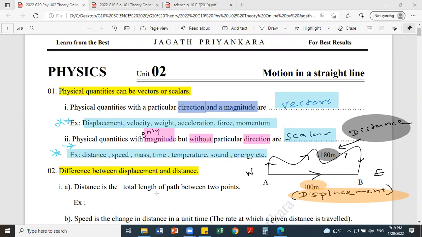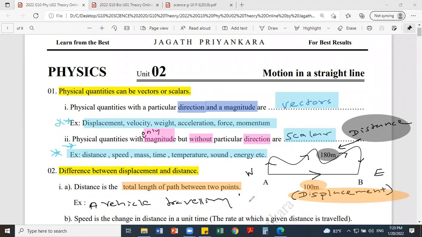Next one. Number 2. I have given a difference between distance and displacement. First, distance is the total length of the path between 2 points irrespective of its direction. Total length of the path between 2 points is called what? Distance. Example: a vehicle traveling between two cities. When a vehicle is traveling between two cities, it is definitely distance. You can't tell displacement because the vehicle sometimes will turn this side, that side, direction changes.